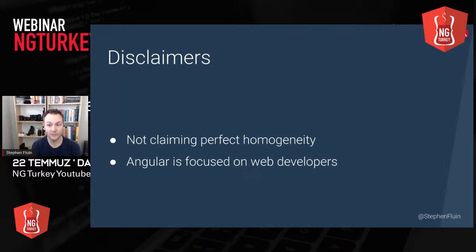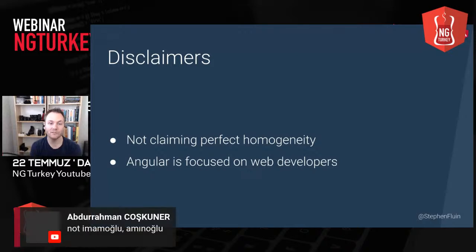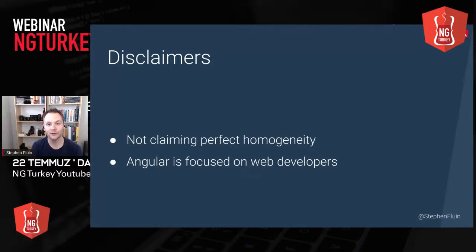So, some disclaimers here. I'm not claiming that all of Google is perfectly homogenous. There are lots of exceptions across the company. I'll also say that I'm on the Angular team, so I'm really focused on web developers, and my perspective is going to skew that way when it comes to understanding the ecosystem.